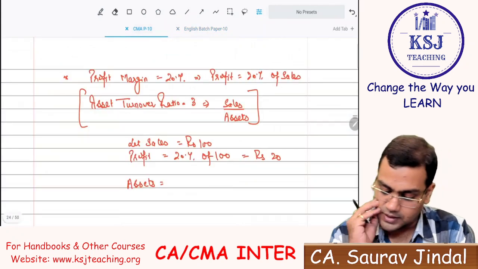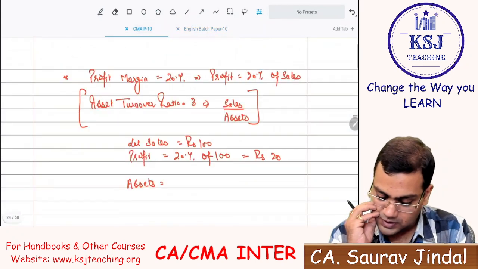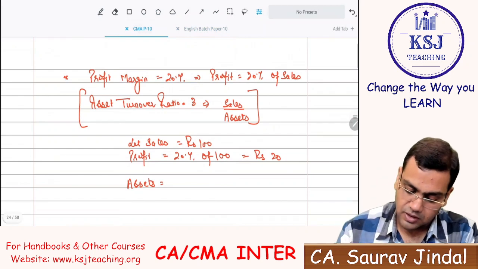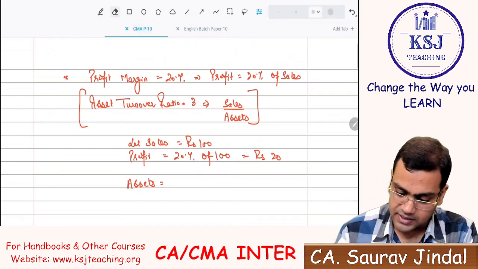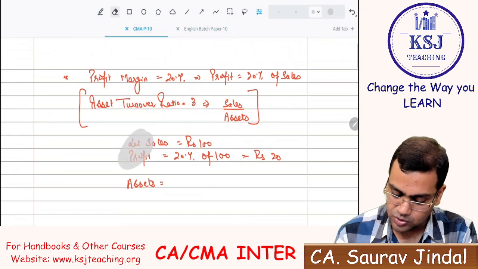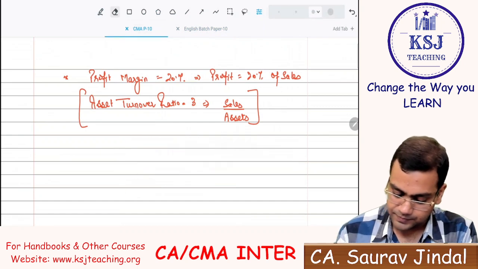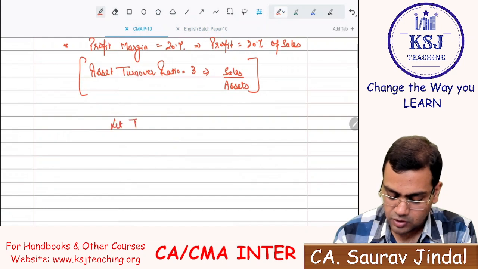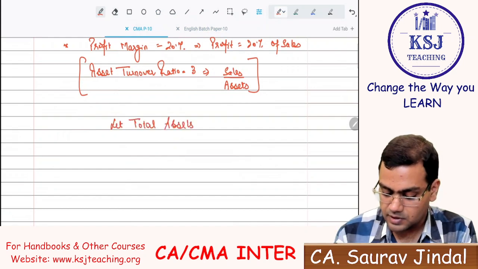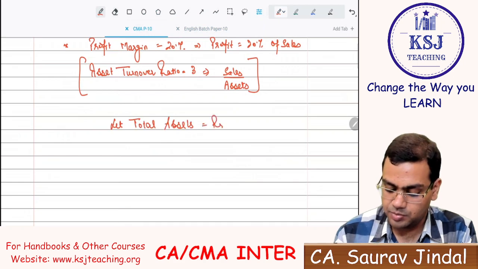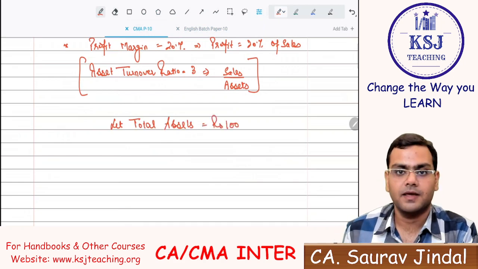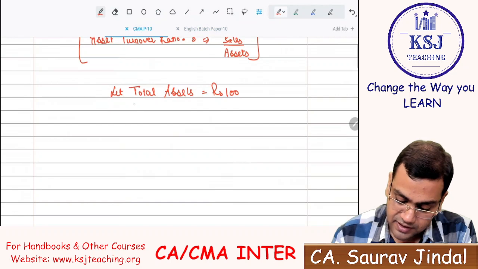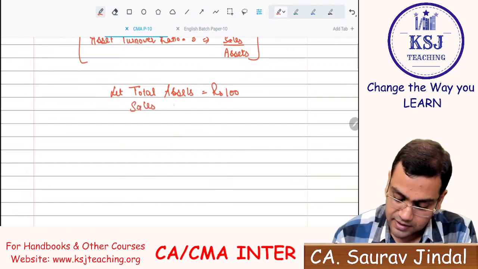Okay, one second. Not this way, sir. This will come in the points actually. I'll change the situation here. I say let total assets be 100. Let total assets be rupees 100. Right? So what will be the sales here? Sales here will be 3 into 100, 300.